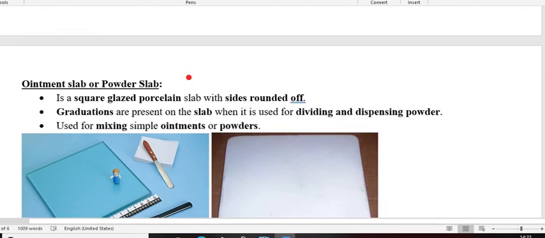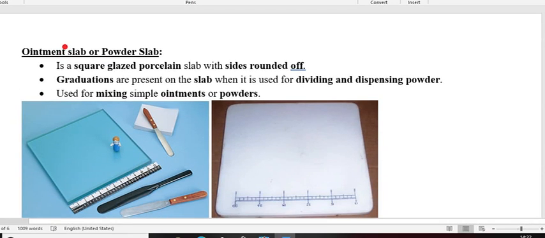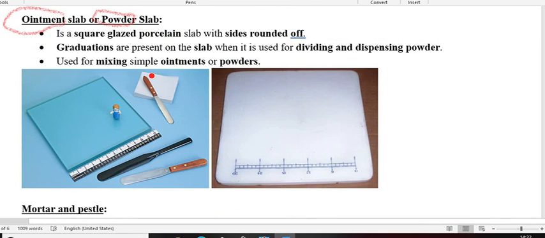Now we go through another equipment, which we call the ointment slab or powder slab. The name itself defines the terminology: ointment means ointment and powder means powder. A slab usually has four sides and is square in nature. It is made up of porcelain or glass, and all the corners of the four sides should be rounded off.